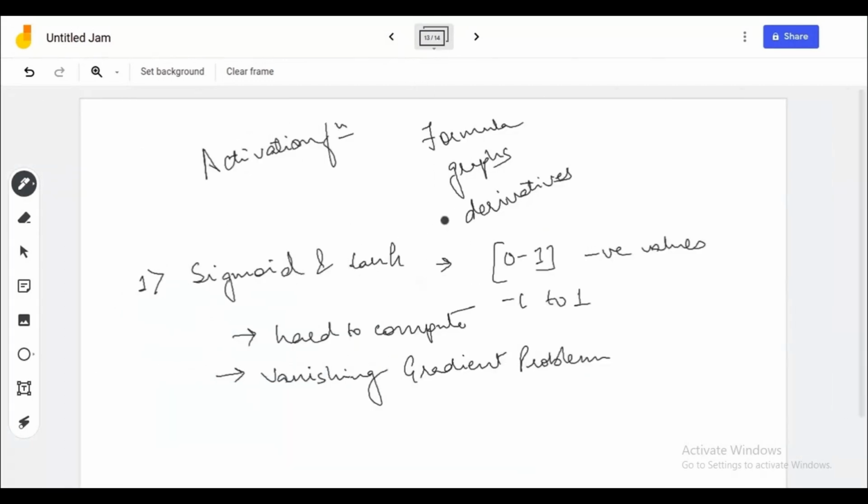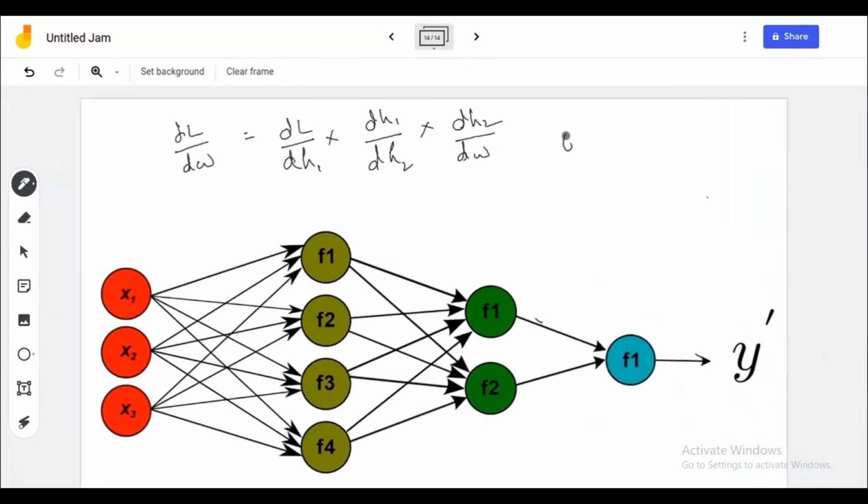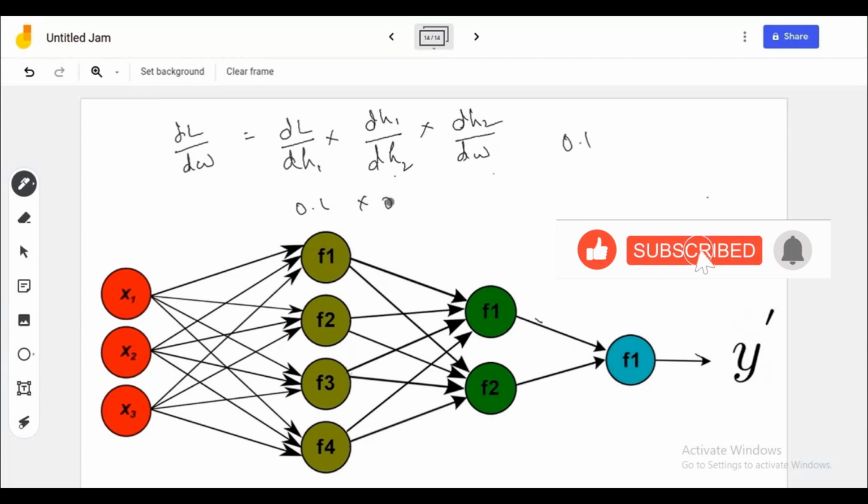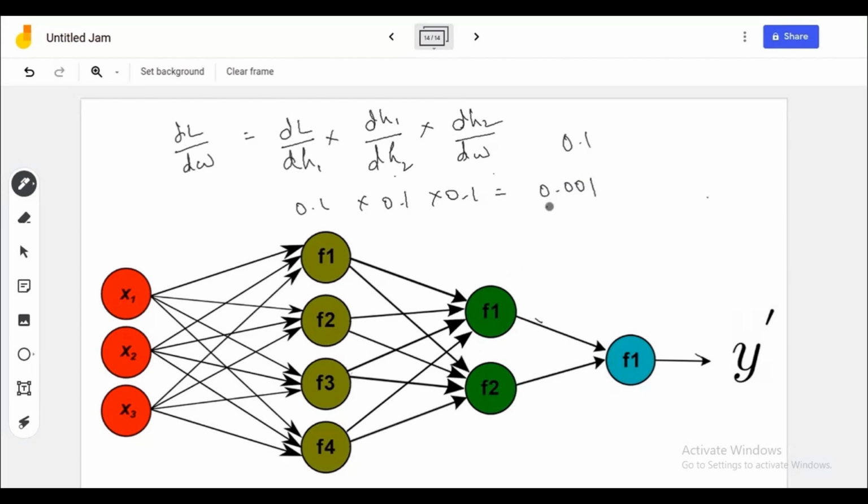So, think about this. Sigmoid lies between 0 and 1. Suppose we have a sigmoid value of 0.1, and suppose all these values are 0.1. If we multiply all of them together, we are left with this. Then we update it: W new equals W old minus eta times 0.001. Let's suppose our eta is also 0.1. So we are left with this, and we have to subtract it from the old weight.